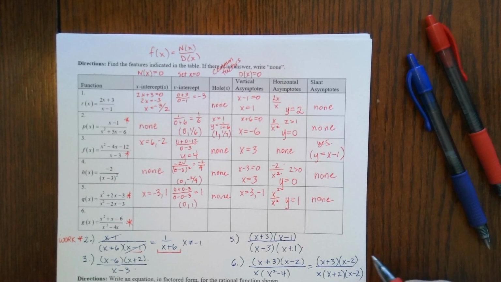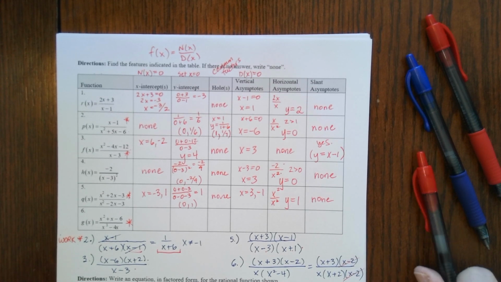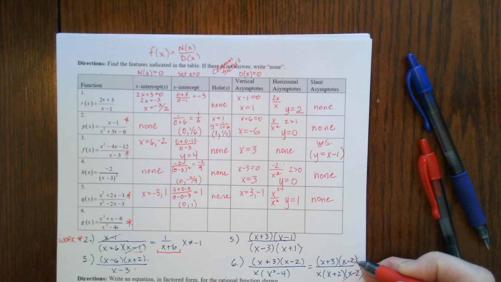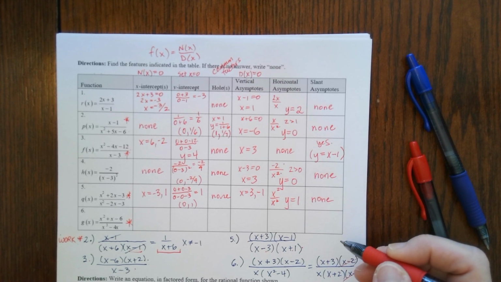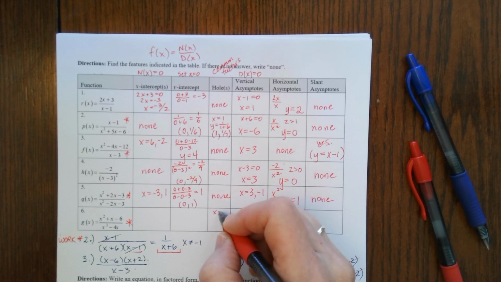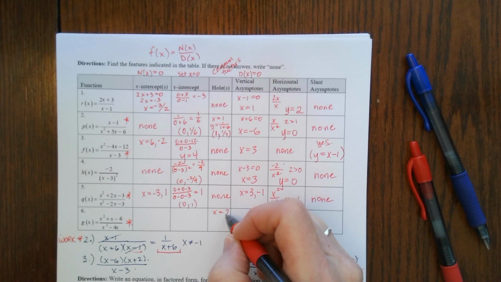Okay, and this looks like there's a common factor, so we are going to have a hole. Might as well find our hole right now. So the hole is going to occur when x is equal to 2.